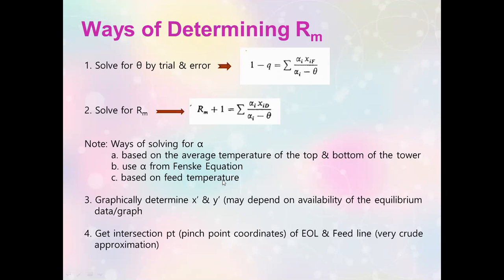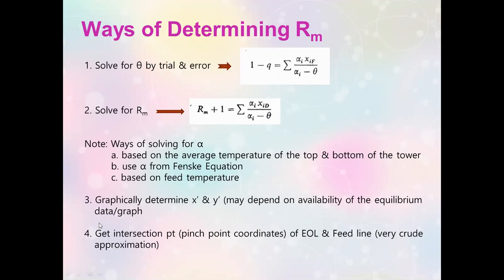The feed temperature is the same. You don't need to find the temperature of the top and the bottom of the tower based on the mole fraction of the bottom's liquid and the distillate. So any of these three, according to Geankoplis, you can use in finding the alpha that you will need here in the formula. Same thing with the alpha that appears here.